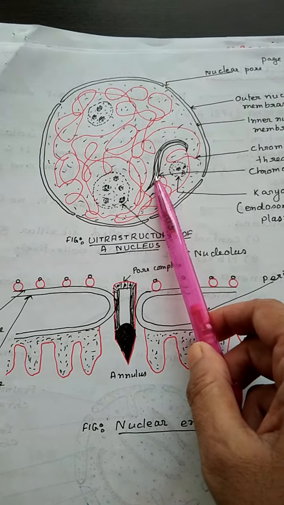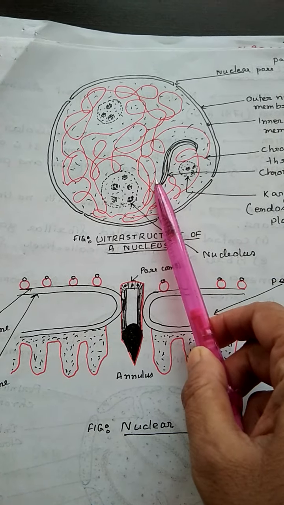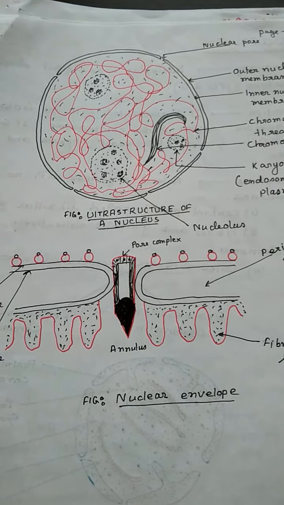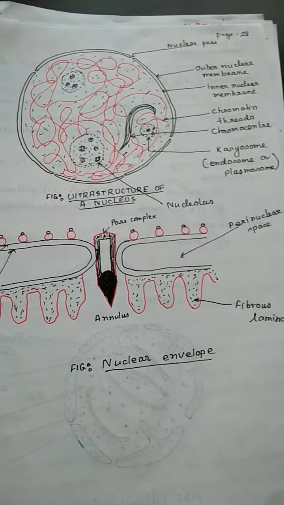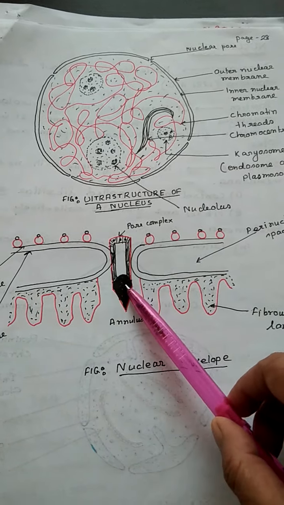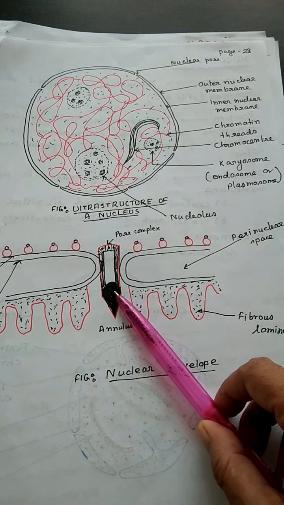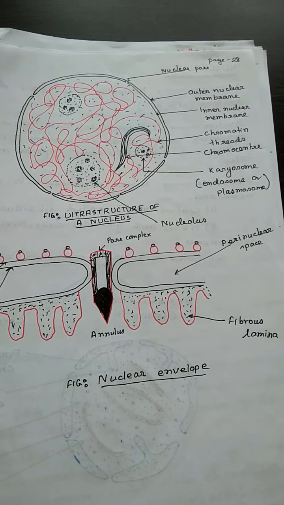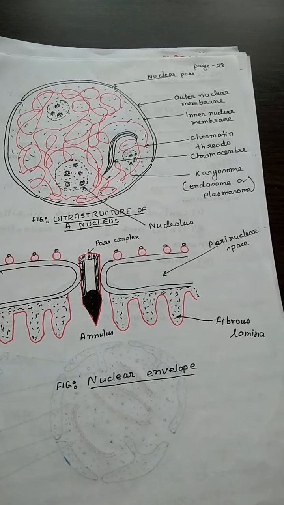This structure is known as chromocentre. So this is the structure of the nucleus. Now, what is the function? It allows the passage of inorganic ions through this gap, and it helps in pinocytosis or phagocytosis, the terms you know. And the fibrous lamina helps in dissolution and reformation of the nuclear membrane.